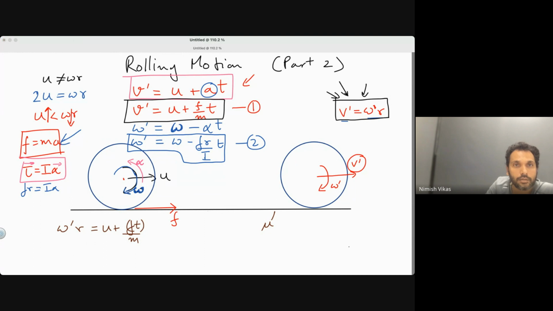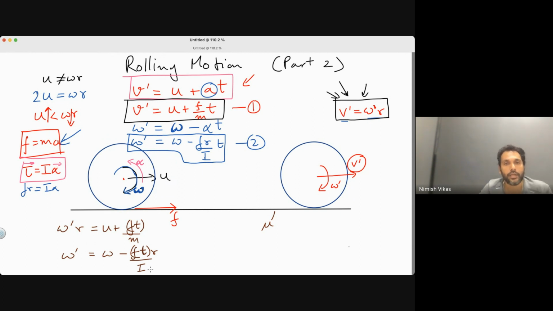I'll write it as omega dash is equal to omega minus Ft as a single variable R divided by I. Is that clear? So Ft is like a single variable, and that is absolutely correct. With very high friction, in very low time it will be able to achieve pure rolling. F into T will be a certain number. When friction is very low, it will take very high time to achieve pure rolling. But F into T is going to come as a certain answer.